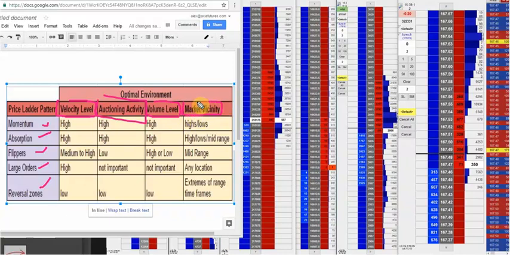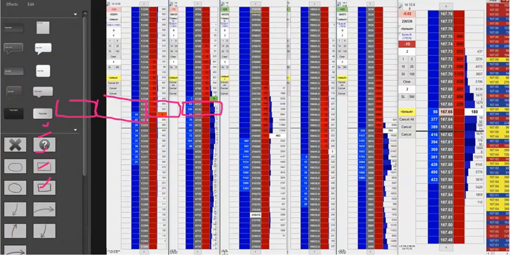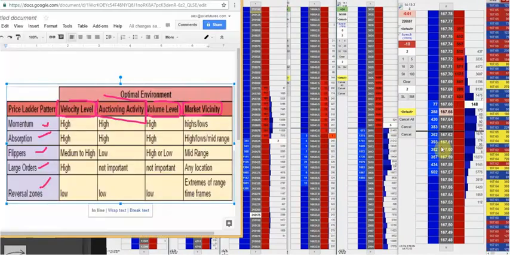Then once you've done all the other modules, you can use them in conjunction once you've gone through the momentum, absorption, flippers, large orders, and reversal zones plays. So what am I trying to say here? Let's just have a look. We looked at this video earlier on, but let's just press play over here. And again, we're just going to have a look at what we want to be watching.